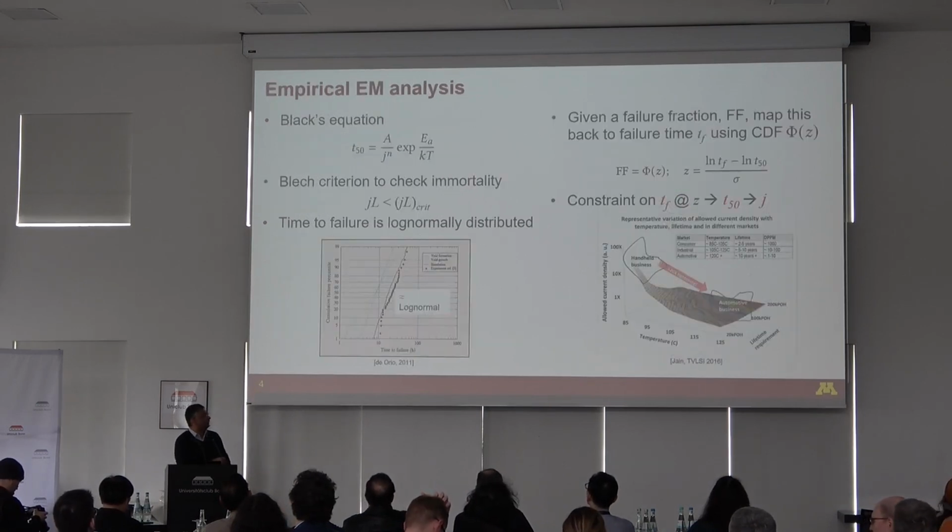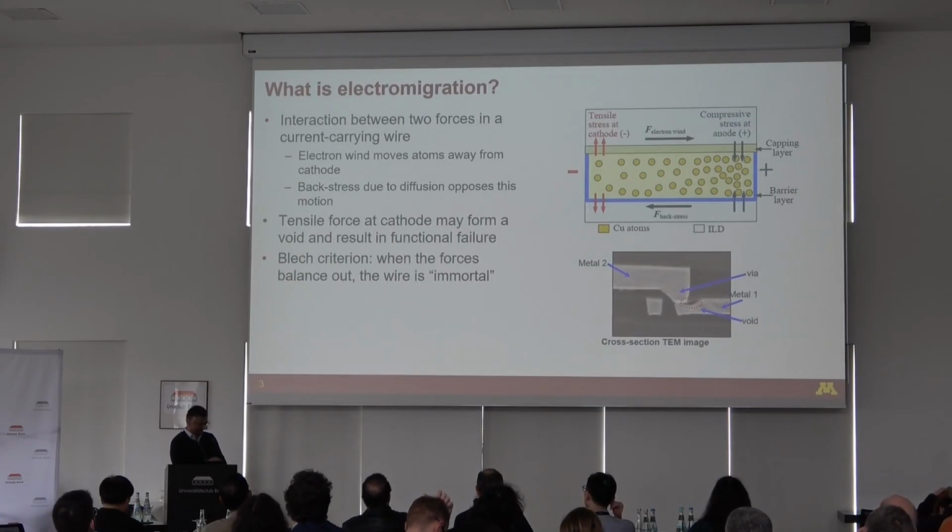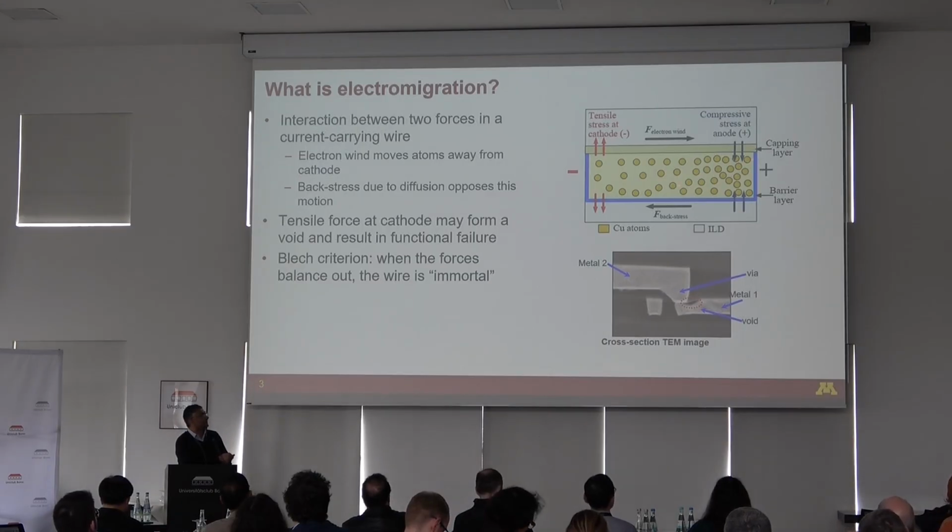There's a force that corresponds to the electron current that flows from the anode to the cathode. And then as atoms move from this side to this side, there's a concentration imbalance, which means that they tend to drift backwards, and that's the so-called backstress.